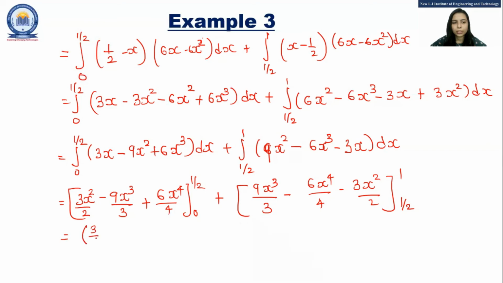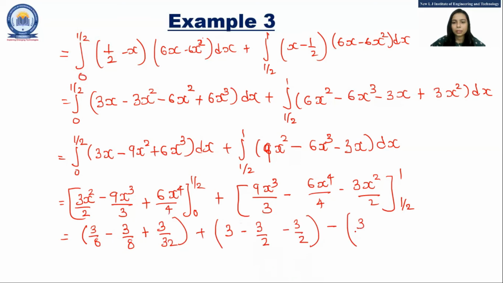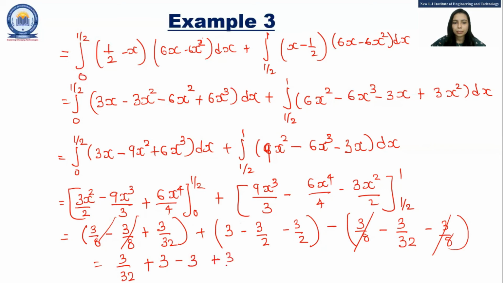So this would become equal to 3 by 8 minus 3 by 8 plus 3 by 32 plus 3 minus 3 by 2 minus 3 by 2 minus 3 by 8 minus 3 by 32 minus 3 by 8. So these 3 by 8, 3 by 8 cancel, 3 by 8, 3 by 8 cancel. Now 3 by 32 plus 3 minus 3 plus 3 by 32. So that is nothing but 3 by 16.